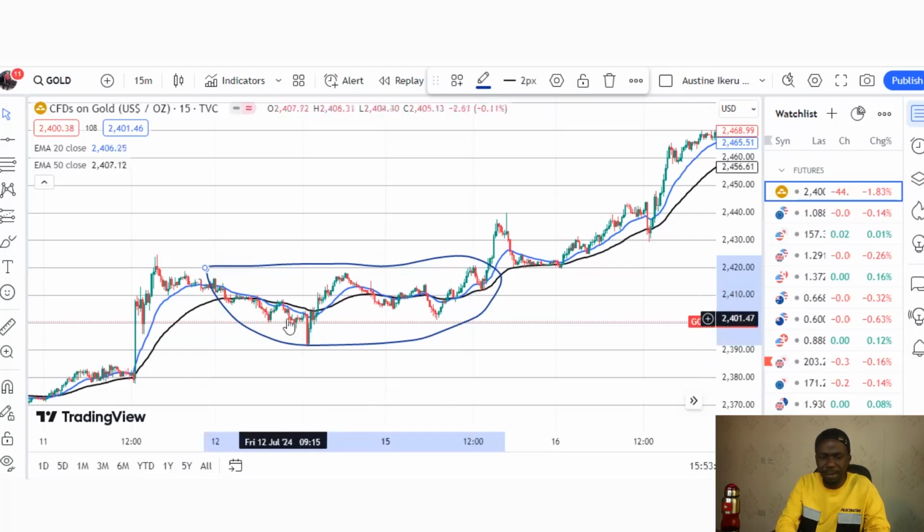So if you are trading based on the crossover, you are going to get so many wrong signals, because as the faster EMA crosses below the slower EMA, you take a sell trade, the price will just move a little bit and then crosses above again. You take a buy trade, the price will move a little bit and crosses below again.